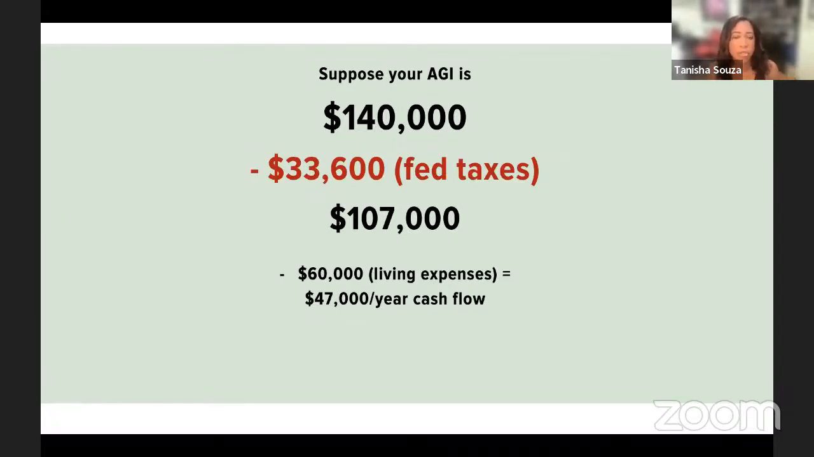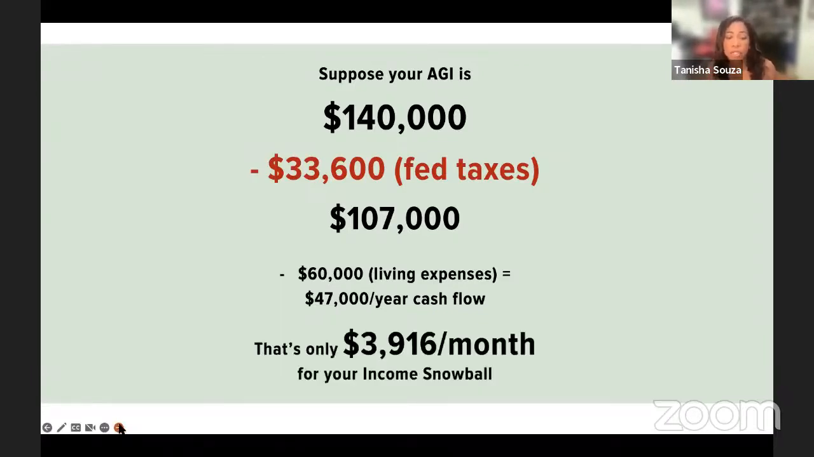So what that boils down to is your income would be after tax income, your take home, which is what we were sharing with you just a little bit ago, where your take home pay minus your living expenses is your cash flow. So that's a $47,000 a year cash flow, which is about $3,916 a month that you could use for your income snowball.